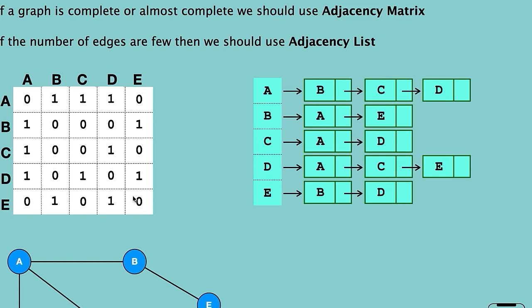Depending on how many edges we have, we can increase or decrease the size of the linked list. But in the first case, we don't have such an option. Once we create a 2-dimensional array, we cannot increase or decrease it. If the number of edges is small, it's better to use adjacency list representation.